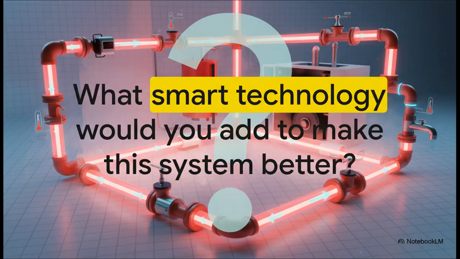So this leaves us with one last thought. We've built a solid, code-compliant foundation. But the next step is always innovation. So what would you add? A smart, on-demand recirculation pump? Timers? Advanced temperature sensors? How can we take this solid foundation and make it even smarter? That's the next chapter in great engineering design.